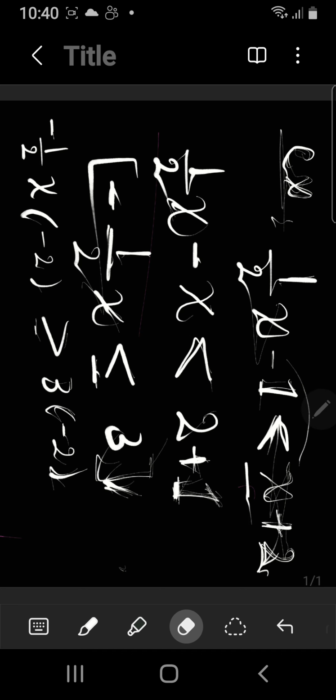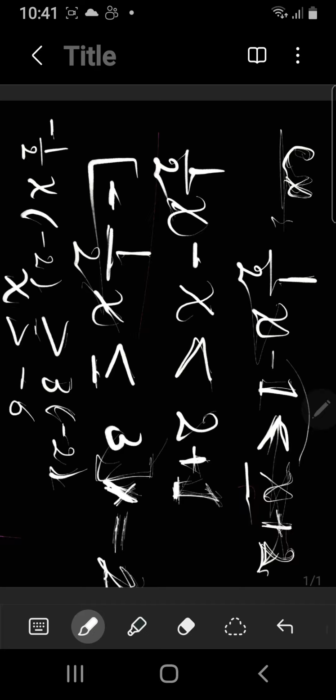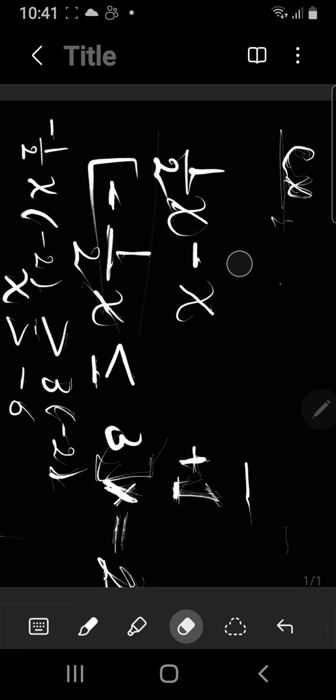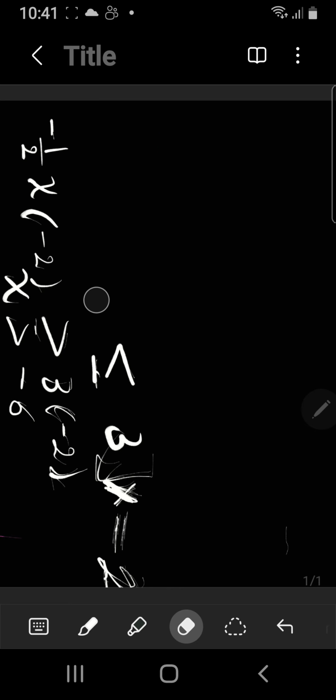Okay, so x is bigger than negative 6. So x is bigger than negative 6. So how can I plot it on a number line? So easy. Plot it on a number line.